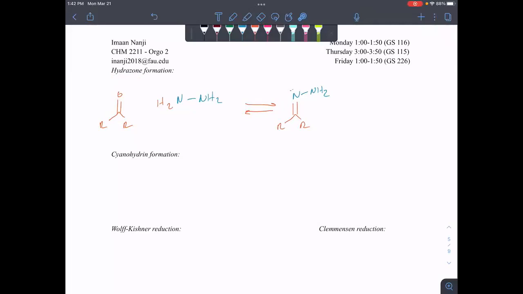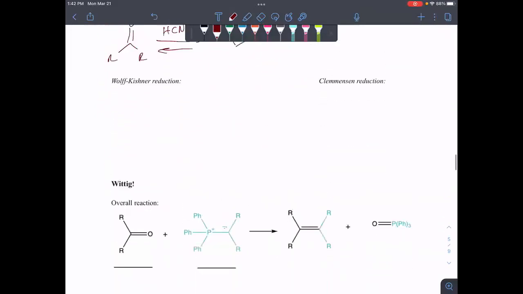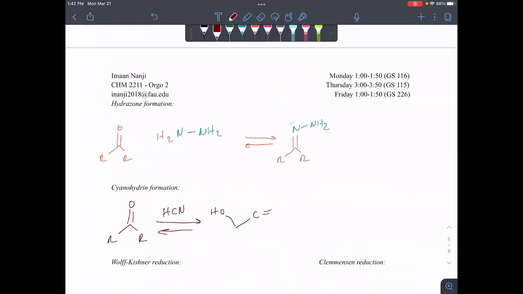And then cyanohydrin, I don't think he cares, but I'll just draw it. So cyanohydrin, aldehyde or ketone, you give it HCN, and you just get a CN attached to it like this. A C triple bond to an N.